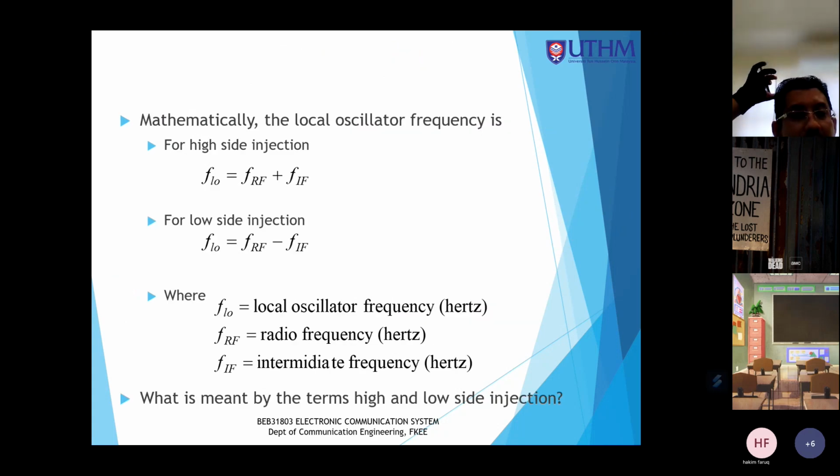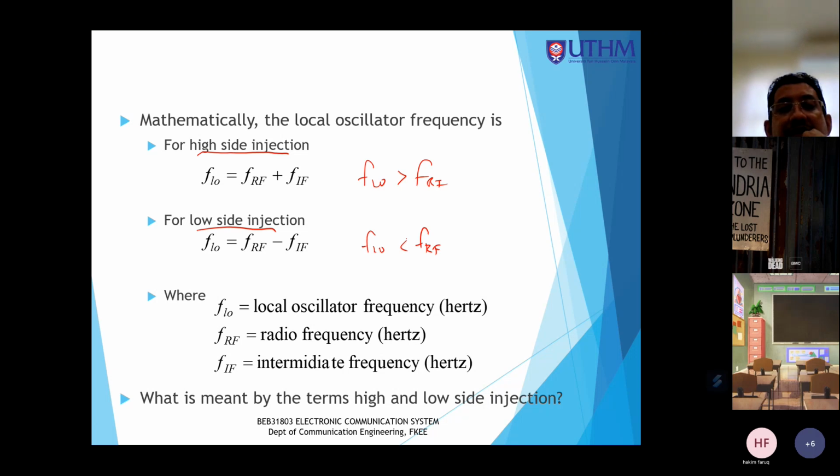Okay. Dan ini seperti yang saya telaskan tadi, sekiranya FLO lebih besar daripada FRF, maka dia dipanggil sebagai high side injection. Okay, high side injection. Sekiranya FLO lebih kecil daripada FRF, maka kita panggil sebagai low side injection. Okay, so macam mana kita nak mencari FIF? So seperti saya maklumkan tadi, kita biasanya menggunakan high side injection.